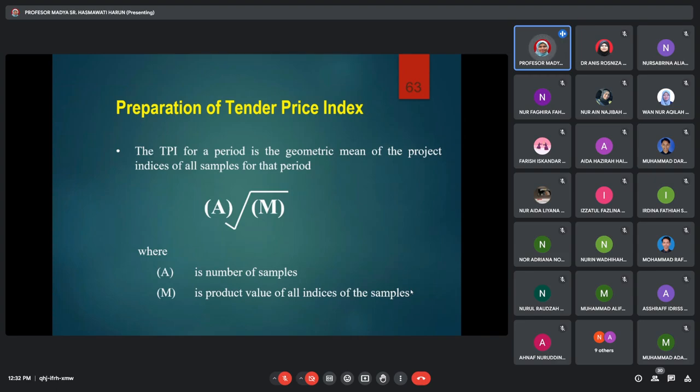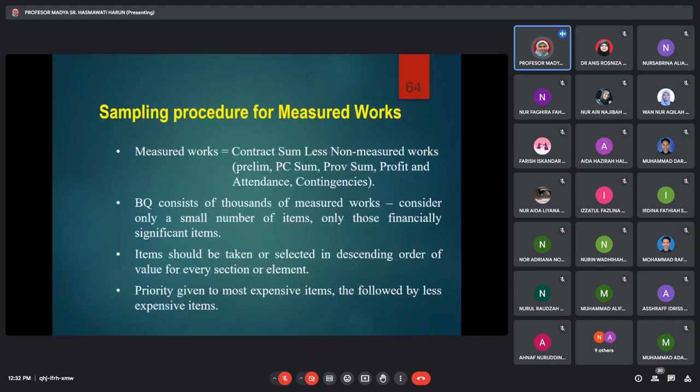Okay, square root of M in brackets and A. A is the number of samples. M is the product value of all indices of this sample. So, you use this formula. For details, you can read about the construction of tender price indices in the syllabus, in BCISM and so on.